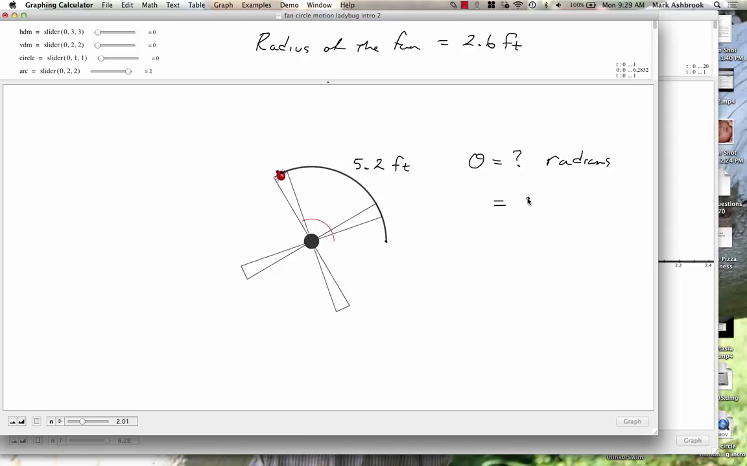Because 5.2 feet is twice the length of one radius, right? So if the radius is 2.6 feet, how many radius lengths did he travel? 2, right? So how could we set up a calculation that gets us that 2 radians? Yeah, so you're basically asking how many radius lengths fit into 5.2, right? How many radius lengths of 2.6 feet would make up the full arc of 5.2 feet?